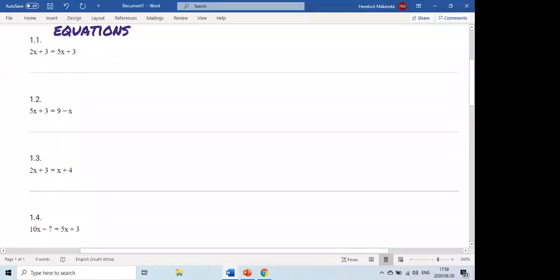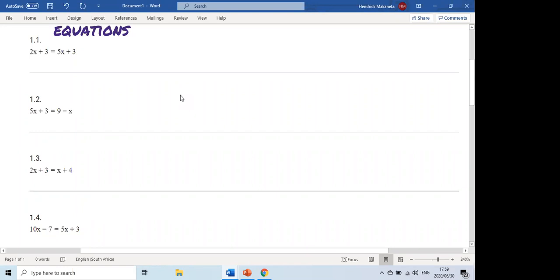Unkabetsi, I see your hand. I'm just going to let you in now. And then the last one is 10x minus 7 is equal to 5x plus 3. So we have about 2 participants whose hands are up. Unkabetsi is one of them. Unkabetsi, please go ahead. I hope you want to talk about the first one. I'm sure you are muted. Let me unmute you. I'll just allow you to also be able to unmute yourself.